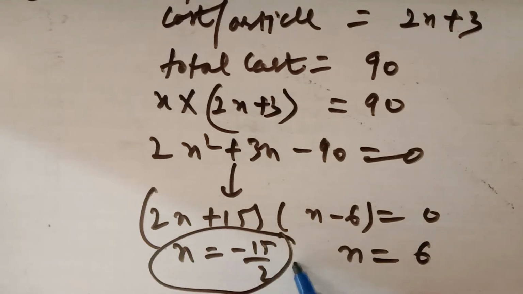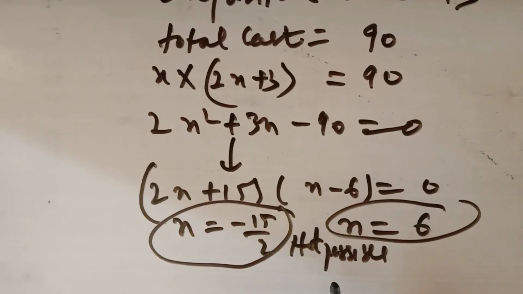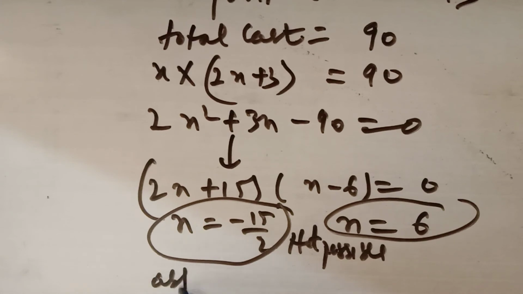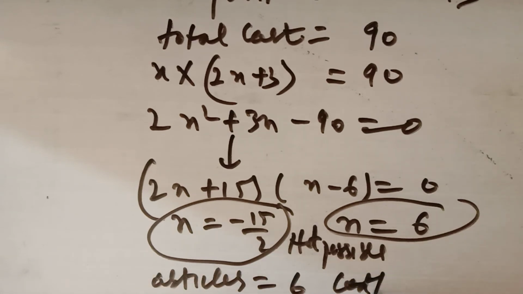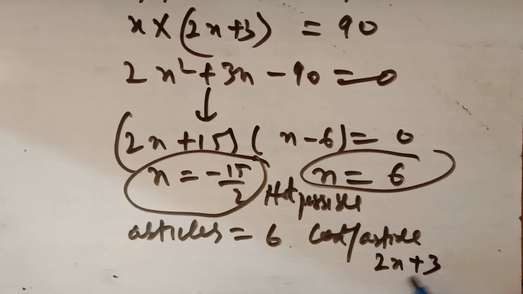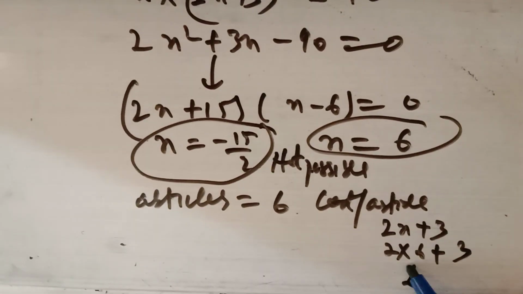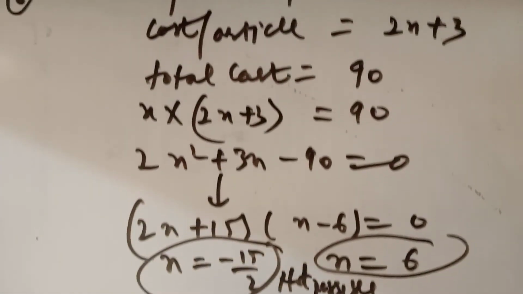This is not possible because the number of articles cannot be negative. So the number of articles produced is 6, and the cost per article you also find, that is 2x plus 3, 2 into 6 plus 3, that is rupees 15. This is the cost per article produced on that day.